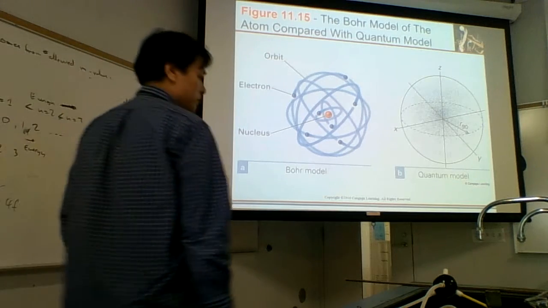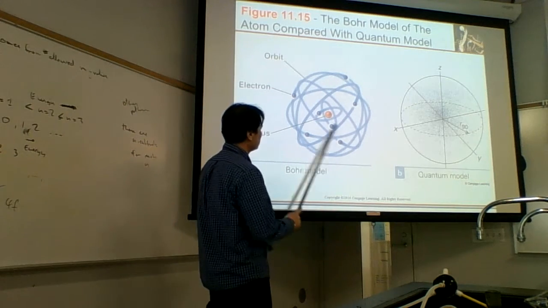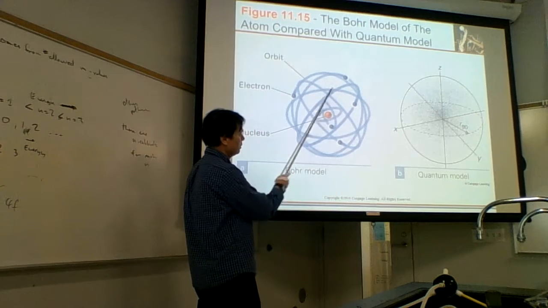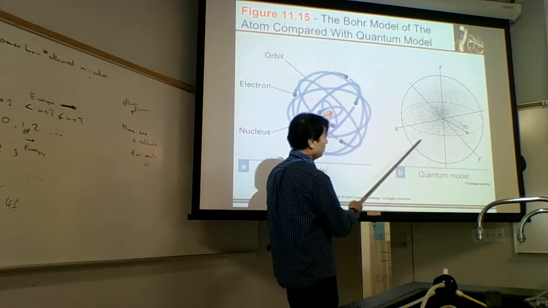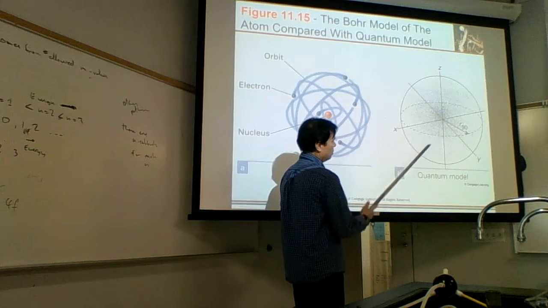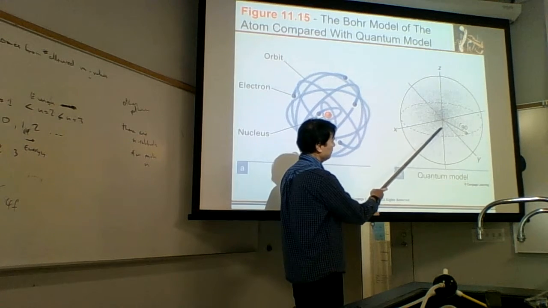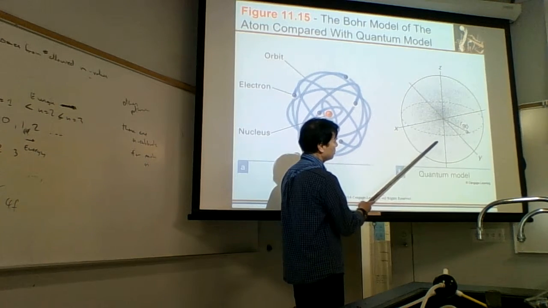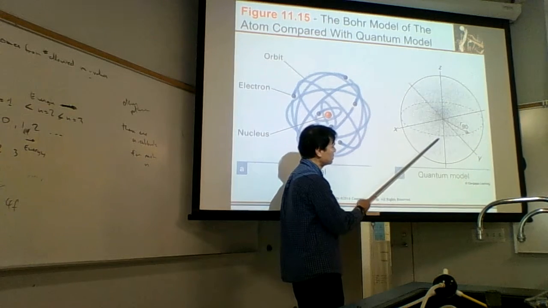So here we have a representation, just to reinforce. The Bohr model, orbits, no more. Quantum model, which deals with orbitals. Orbitals tell us the probability of finding an electron. That's what we see here. That's what these dots represent.